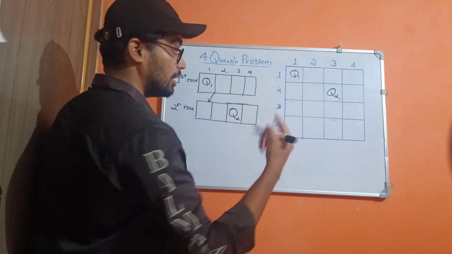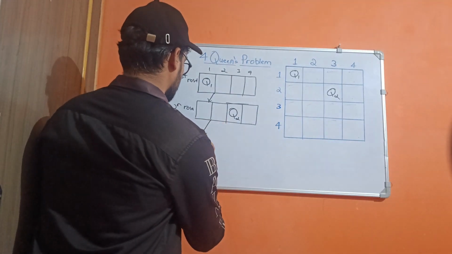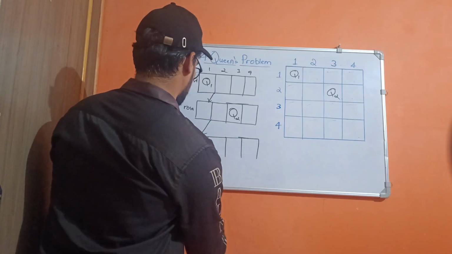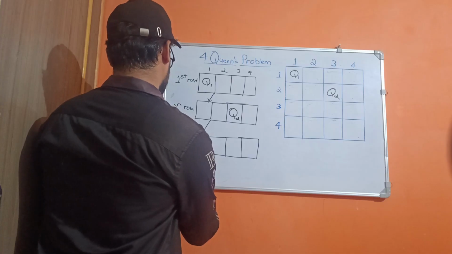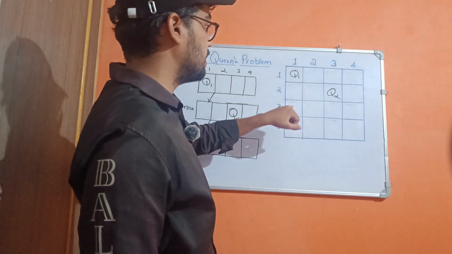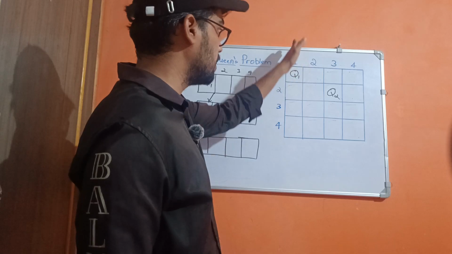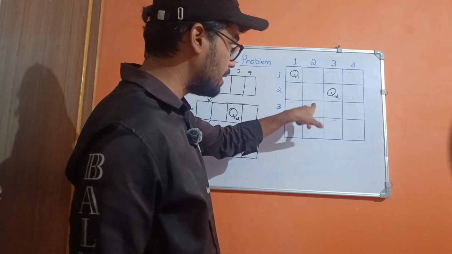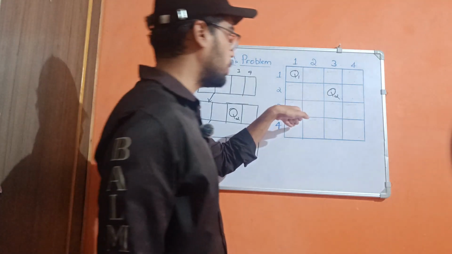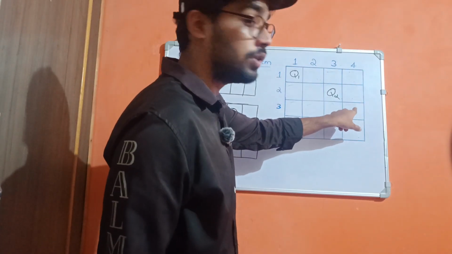Next, I am going to place the third queen, in the third row. Can I place the third queen in this column? No, I cannot, because it's going to attack in this column. Can I place in this column? No, it is not possible because it's going to attack diagonally. Can I place here? It is also not possible, and this one is also not possible.